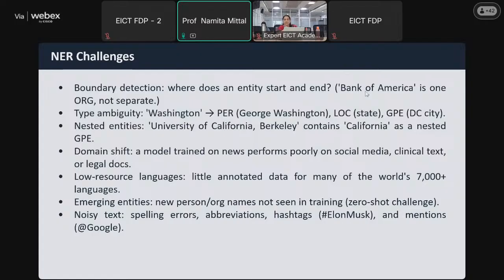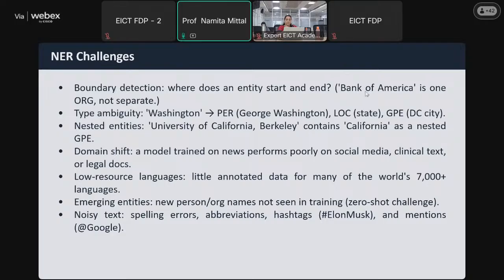For boundary detection, where does an entity start and end? Bank of America is one organization and not separate. Barack Obama means the entity starts from Barack and ends at Obama. Bank of America, United States of America, each is one organization or entity, not three separate words. The question is where it starts and where it ends.